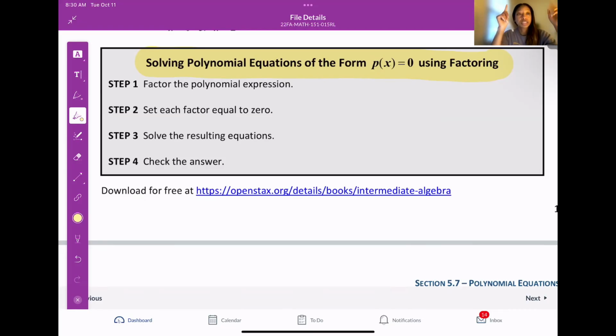All right, so we're going to use this. Start off with our polynomial equaling 0, factor the polynomial. That's what we've been doing. And then now we're going to take it a step further, use the zero product property. Set each of the factors equal to 0 and solve.